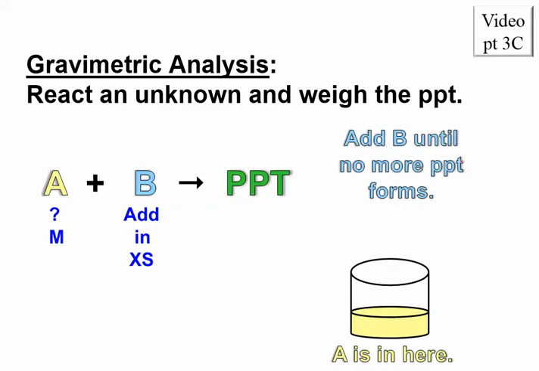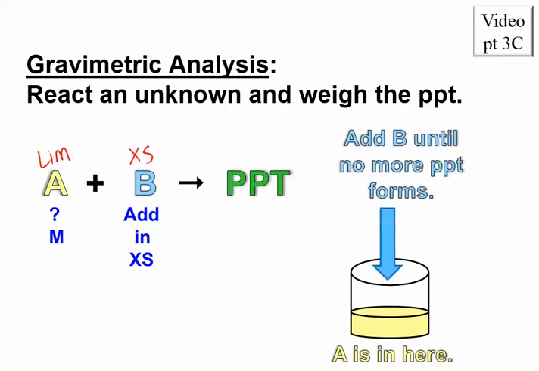So that's the tricky part. You need to add B until no more precipitate forms. And you have to be careful about doing that. You probably need to let your precipitate settle and then add a little bit more and make sure you're not getting any more cloudiness. But that's the tricky part. Make sure that you've added enough B that it's in excess and A is limiting.